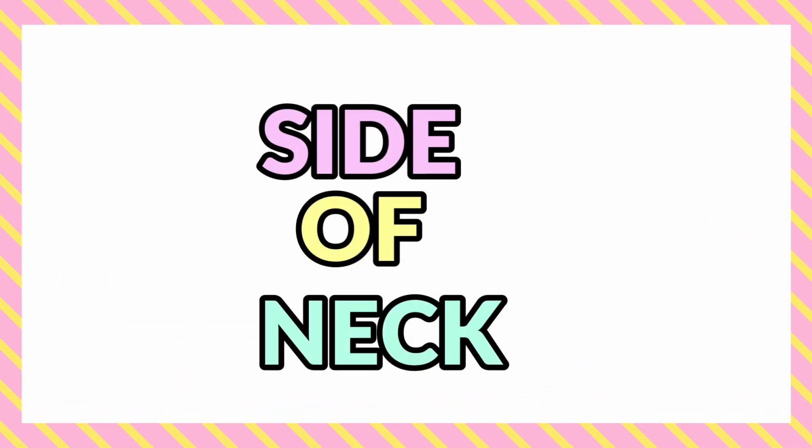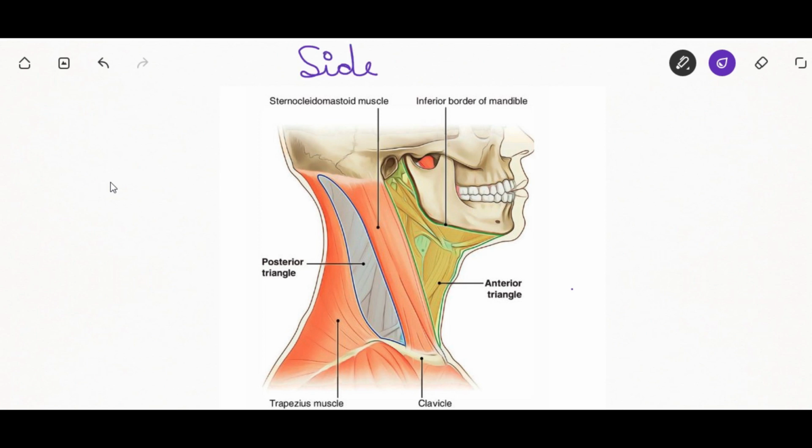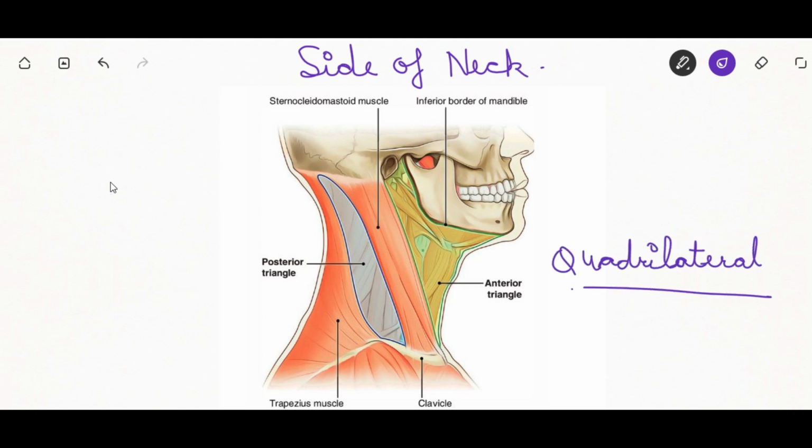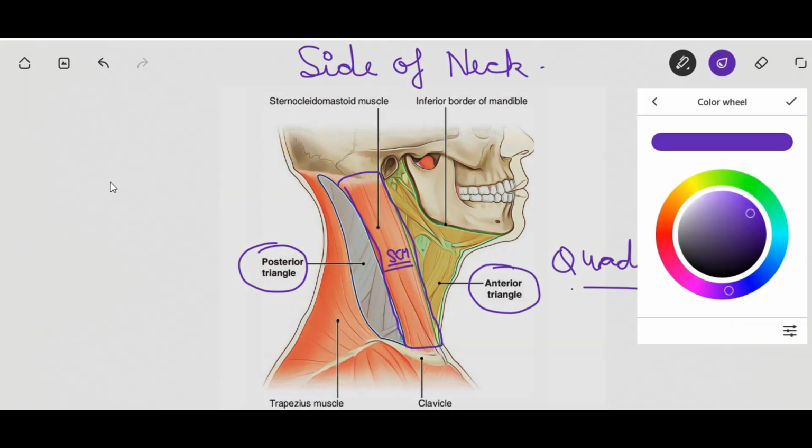The next topic is the neck. The neck is roughly quadrilateral in outline. This quadrilateral space we divide by the sternocleidomastoid muscle. The sternocleidomastoid muscle divides it into the anterior triangle and the posterior triangle.